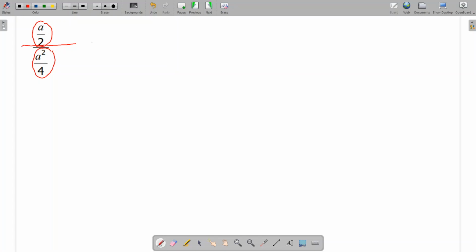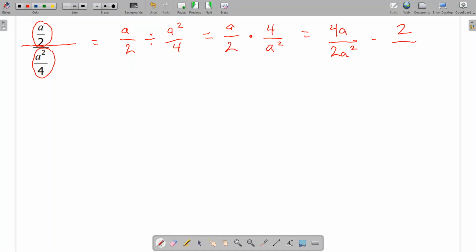The first thing we want to do now is rewrite this so that it's not as messy. Let's rewrite this so it's really a divided by 2 divided by a squared divided by 4. And then we can change it to a over 2 times 4 over a squared. And then we can do some simplifying from there. This is really just 4a over 2a squared, which would reduce to 2 over a if I'm using my exponent rules. So it's really not as bad as it looks.